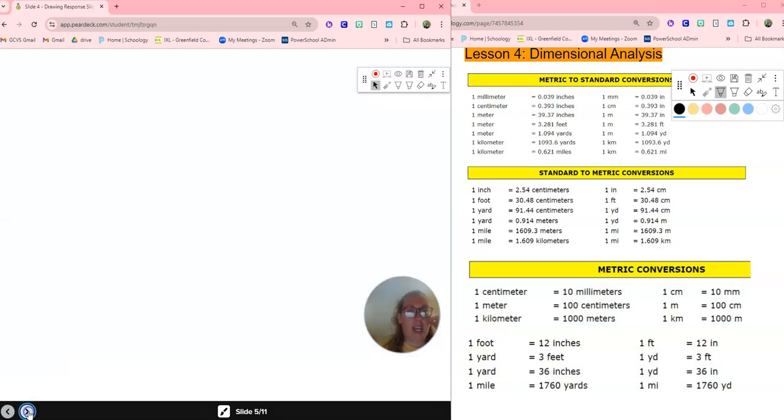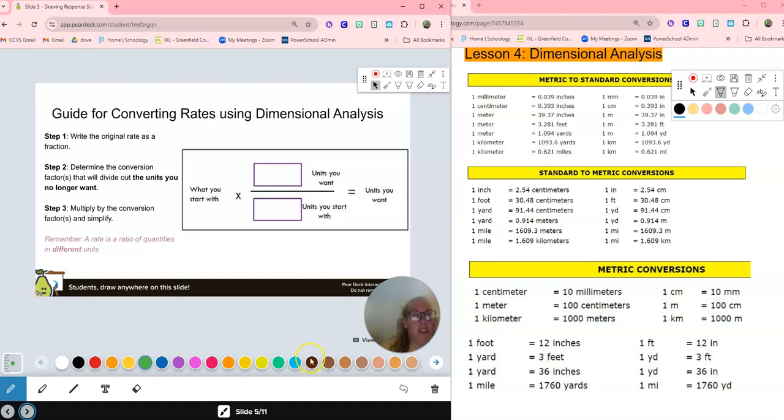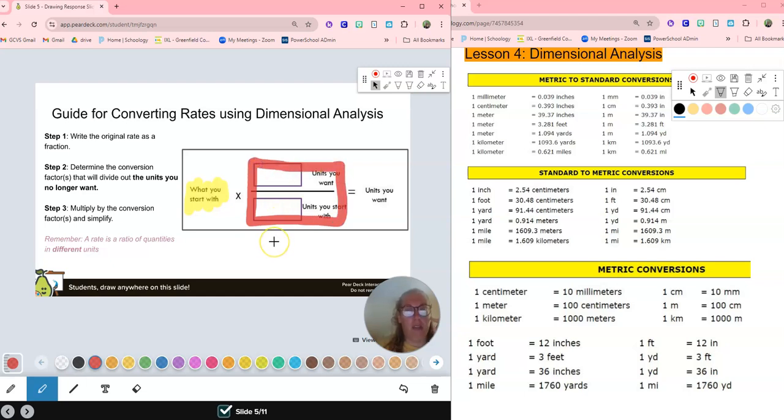So let's take a look at slide 5. This is a nice guide for converting rates using dimensional analysis. Step 1, you want to write the original rate as a fraction. Whatever you start with is going to go here, whatever that original fraction rate is. Maybe it's miles per hour, or maybe it's just centimeters, or maybe it's yards. And then you're going to determine what your conversion factor is going to be. So this whole piece here is your conversion factor.